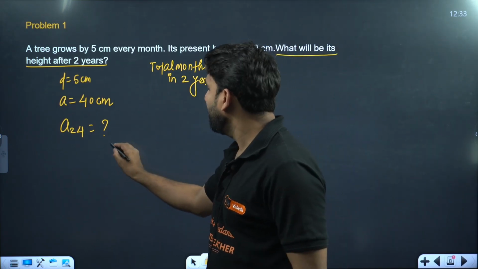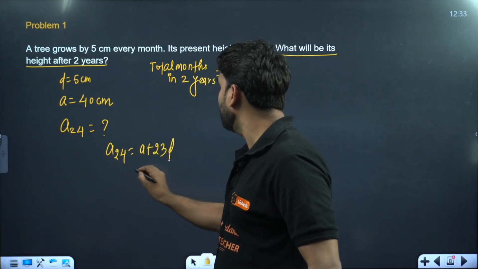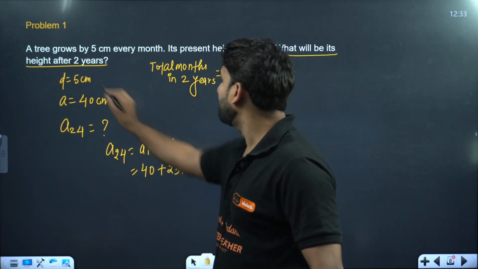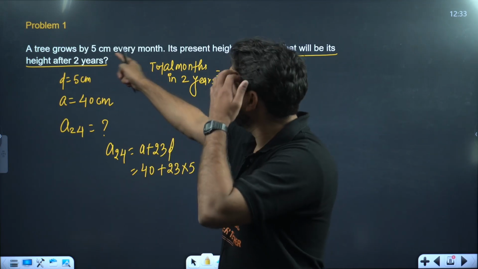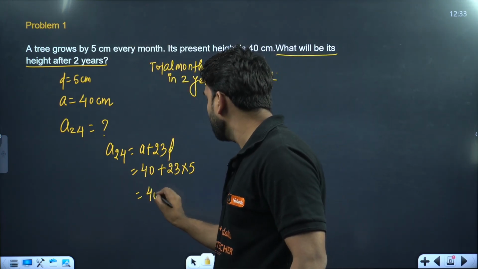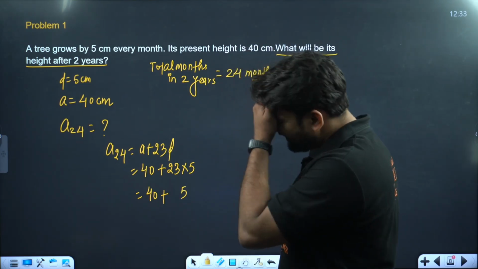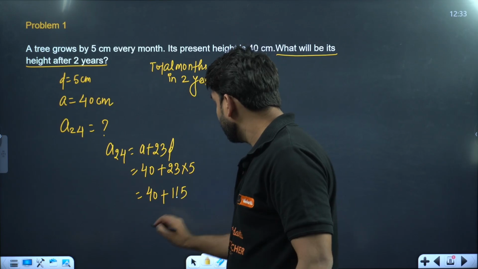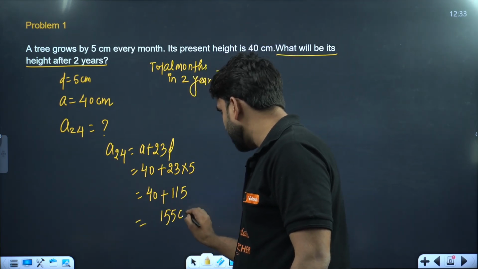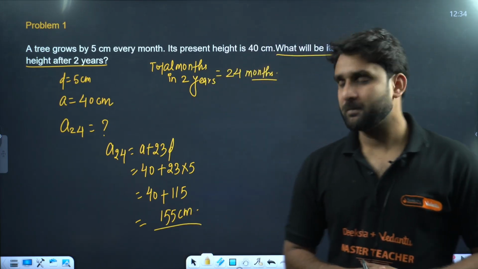So a24 will be a plus 23d. What is a? Present height, 40 centimeter, plus 23 into d. d is 5, because the tree is growing by 5 centimeter every month. So this is 40 plus 23 into 5. 5 threes are 15, carry 1, 5 twos are 10, 11. So 155 centimeter will be the height of the tree after 2 years, means after 24 months. I hope this is clear.